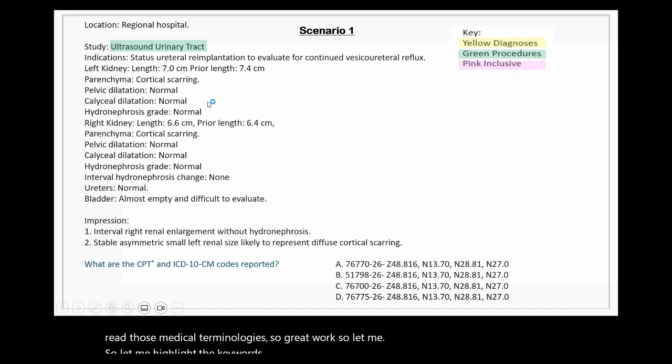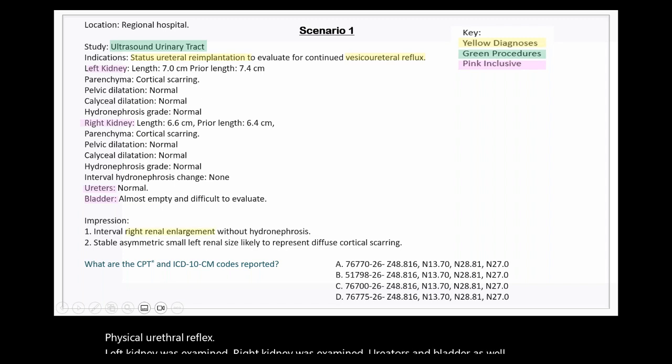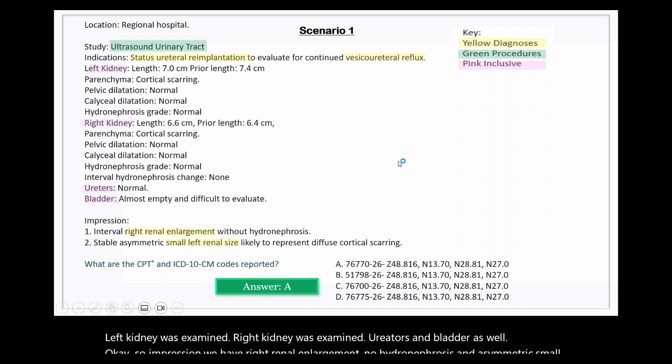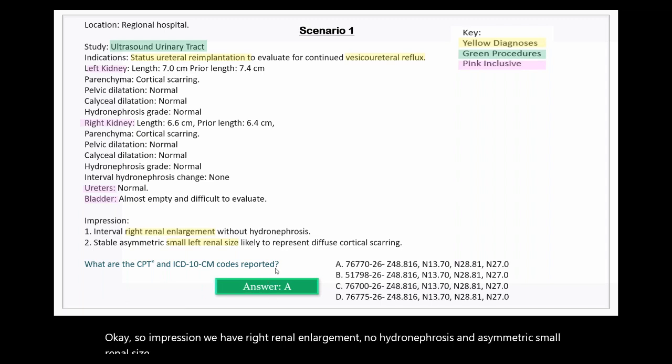We have ultrasound of urinary tract performed, indication status ureteral reimplantation, vesicoureteral reflux. Left kidney was examined, right kidney was examined, ureters and bladder as well. Impression: we have right renal enlargement, no hydronephrosis, and an asymmetric small renal size. And the correct answer for this scenario is going to be option A.